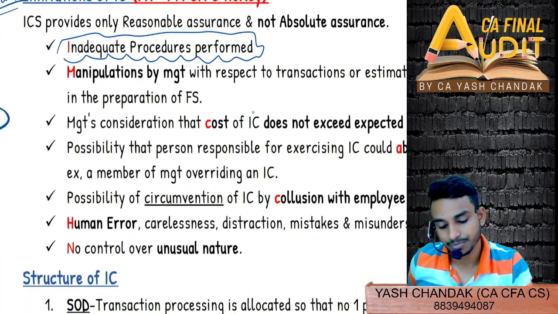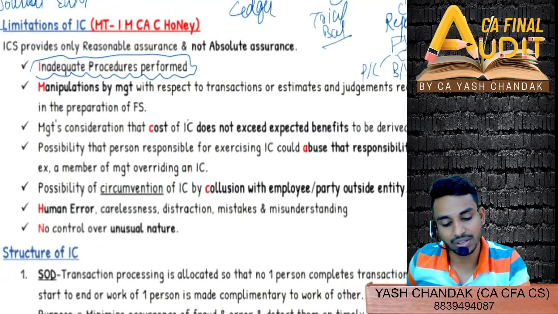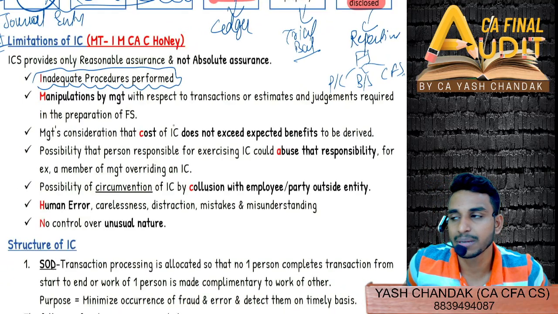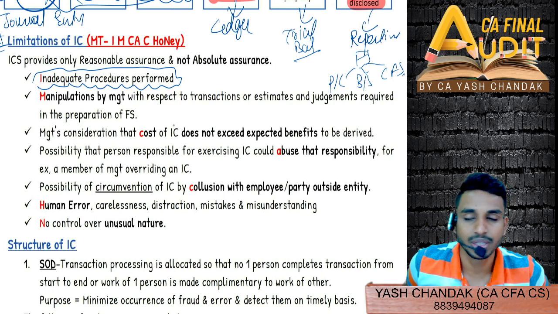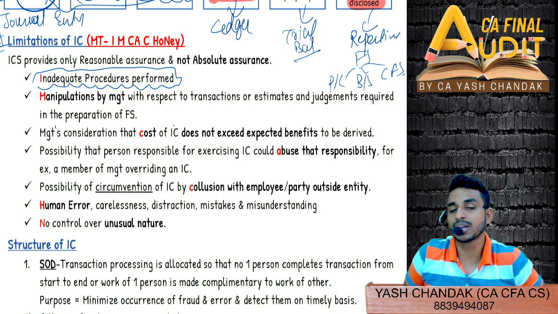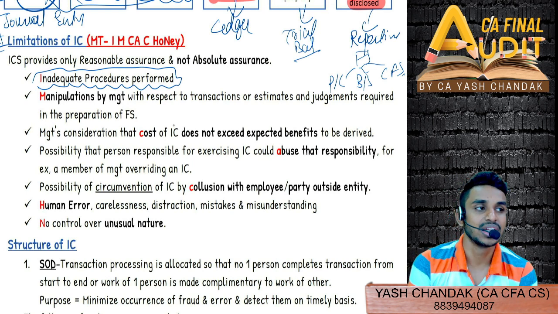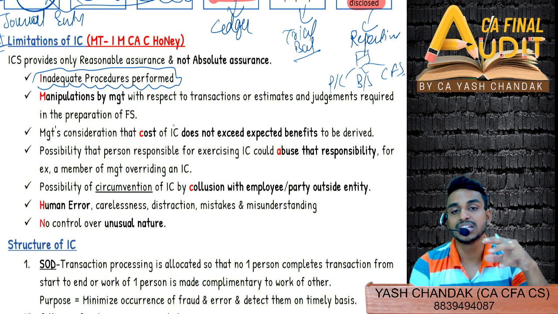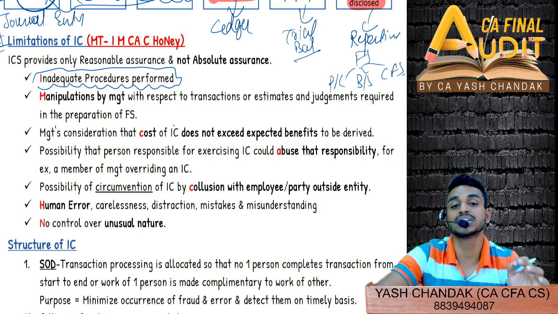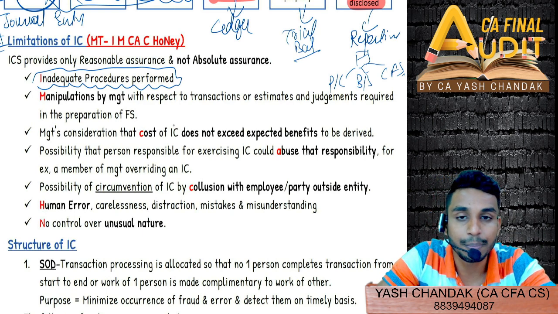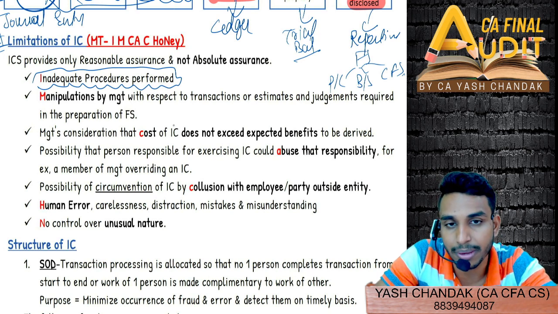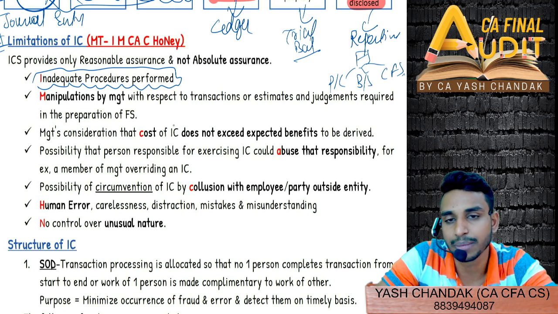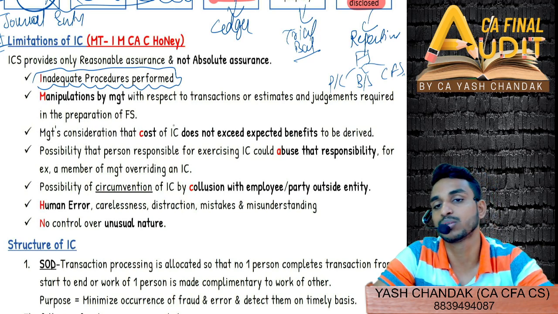Inadequate procedures being performed. Then manipulations by management with respect to transactions or estimates and judgments required in the preparation of FS. It could so happen that management are manipulating the transactions or any estimates or judgments required in the preparation of FS, thereby overriding the internal controls. Ultimately, internal controls should be placed in order for the management also not to manipulate. But if they are able to manipulate the financial statement figures, particularly with respect to those transactions which are subject to judgment, for example SA 540 accounting estimates, these transactions or estimates are subject to being manipulated by the management all the time. There is no strict guideline, regulation or rules anywhere with respect to that.